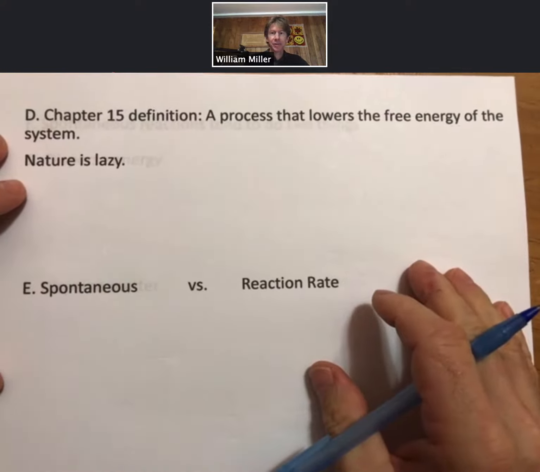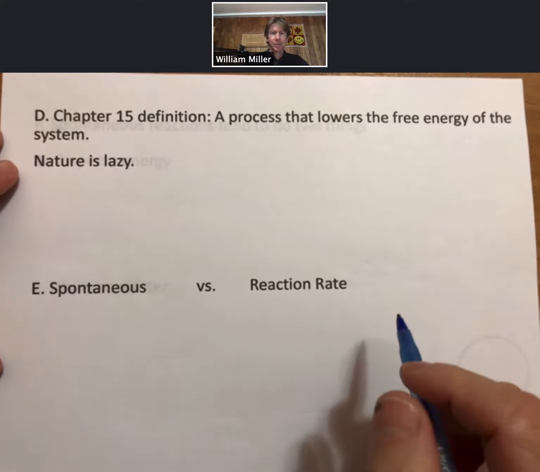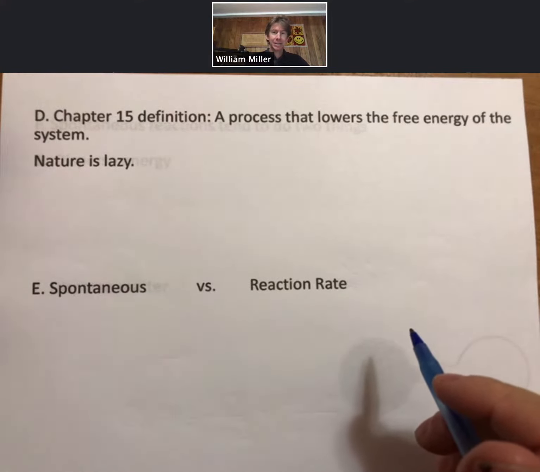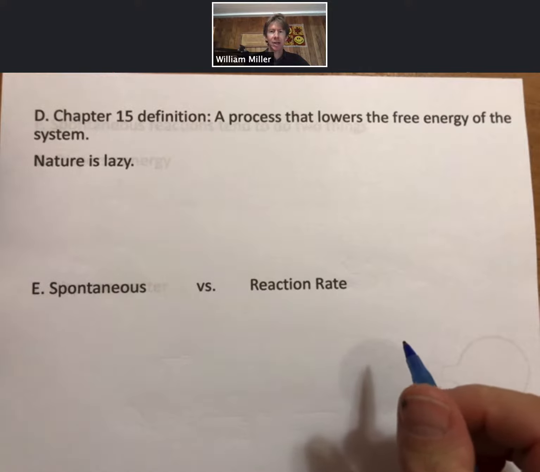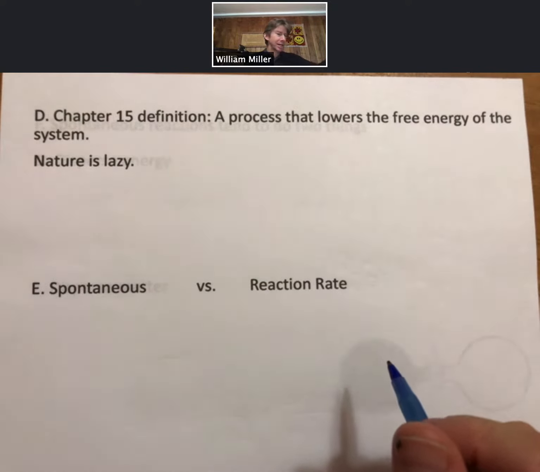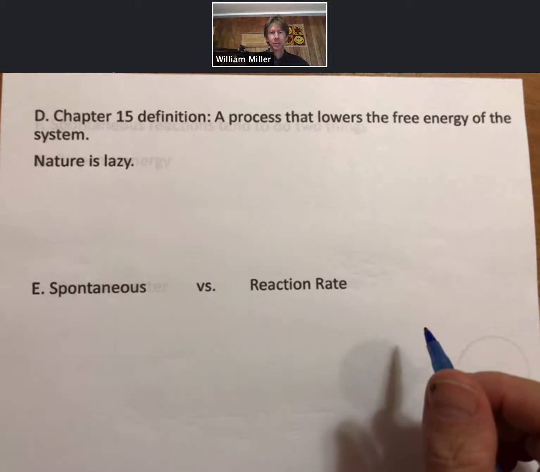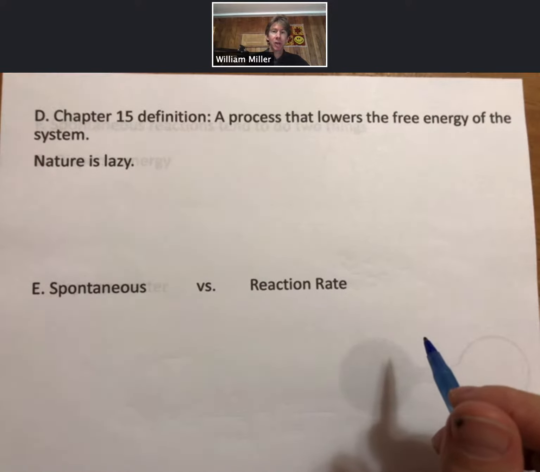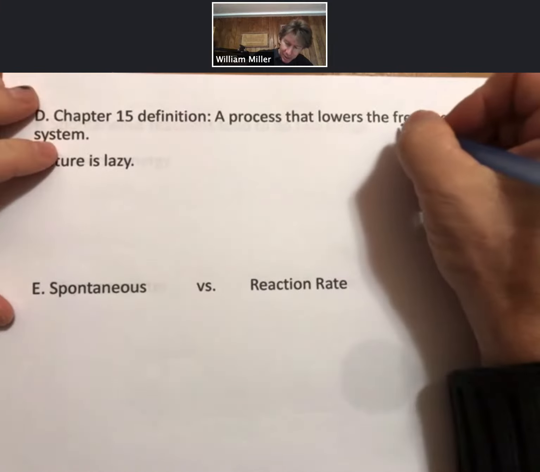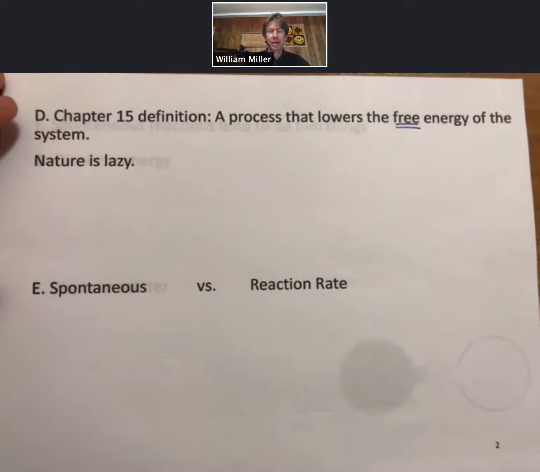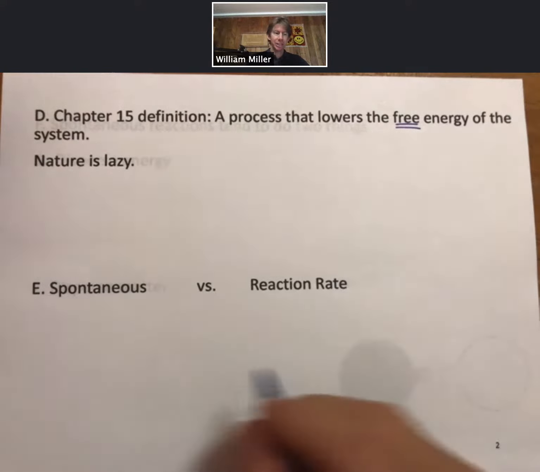Now, the chapter 15 definition: a spontaneous process is a process that lowers the free energy of the system. And we've talked about how equilibrium was always going to the lowest energy state. Now we're going to add this term free energy, and over the course of this chapter we're going to talk a lot about what free energy is.